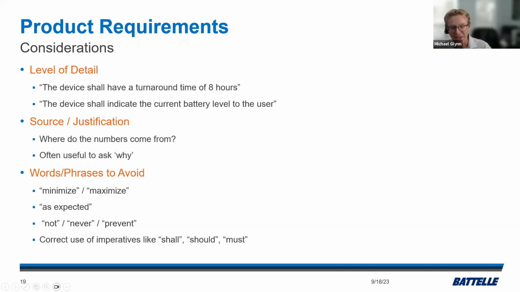Words like not, never, prevent: again, the negatives can be tricky, right? Because it's very hard to prove a negative. You'll never see this. Do I need a test forever to prove that I never see it? At what point do I stop my testing program? I think you'll want to release the product at some point.